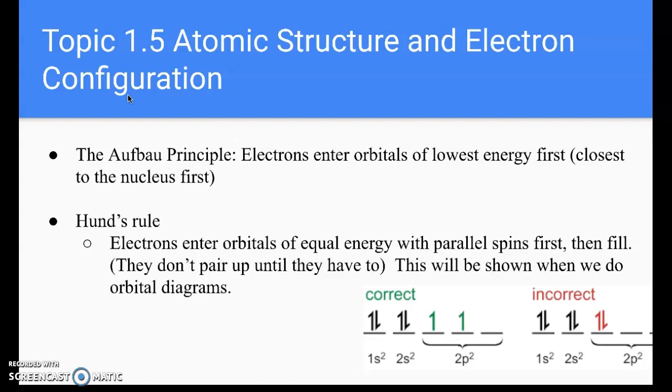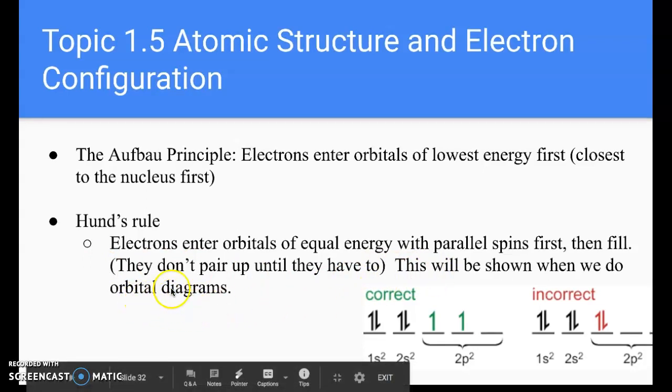Then you have Hund's rule, where electrons enter orbitals of equal energy with parallel spins first, then they pair up. What that means is that electrons don't pair up until they have to. Keep in mind they have the same charge, and like-charged things don't like to be next to each other. We'll see this more when we draw out orbital diagrams, but here's kind of a preview.